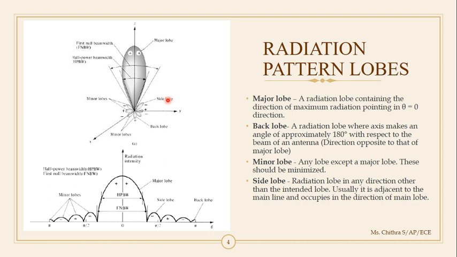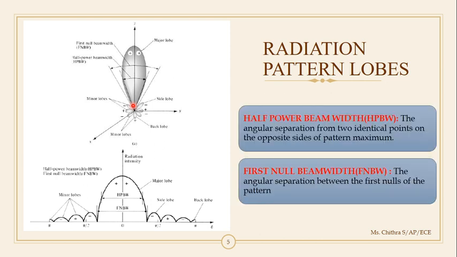So I hope you're clear with what is a radiation pattern. So using this diagram, I can say that my antenna radiates maximum in this direction and there is minimal radiation in other directions also. Next, in the diagram you can see two more terms. One is called the first null beam width and the second one is the half power beam width.